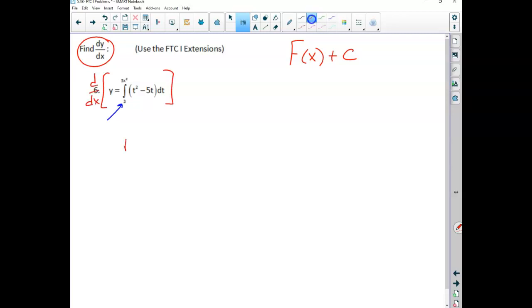I want to get there. dy/dx is actually going to equal, well, this is little f of t, so that's going to turn into little f, which is going to be 3x squared minus 5 times 3x squared, right?